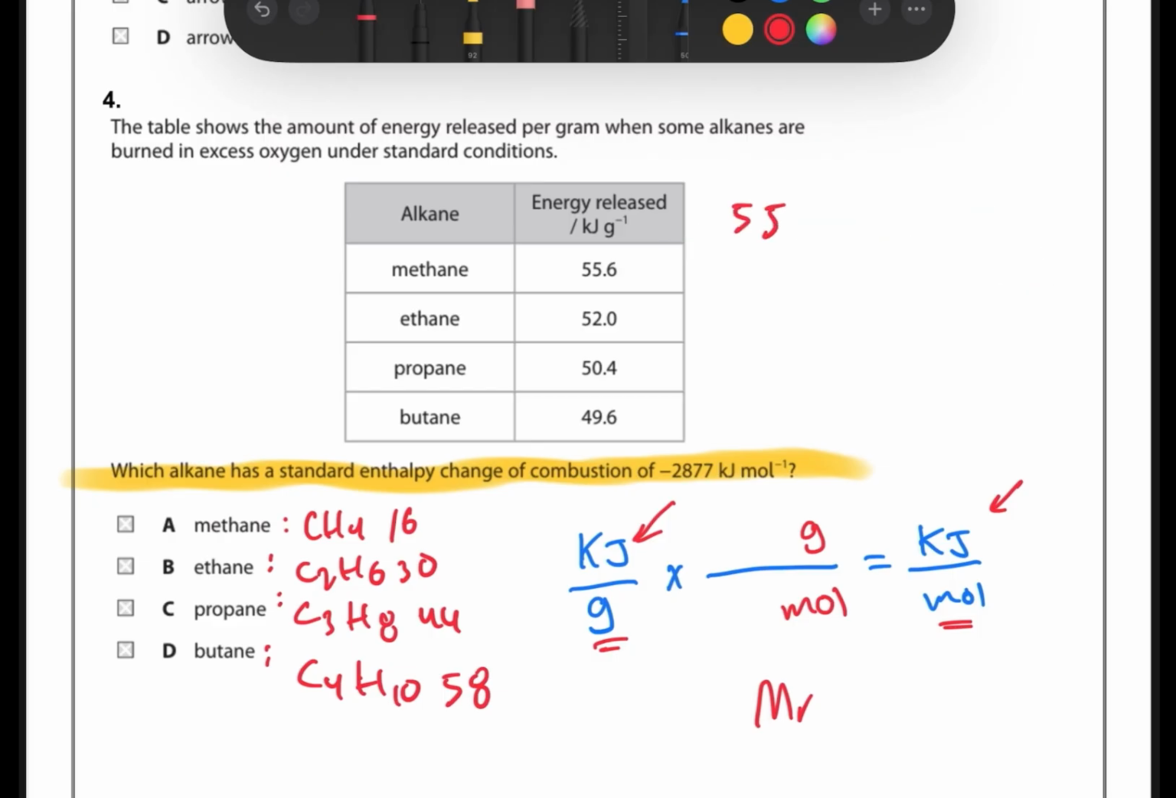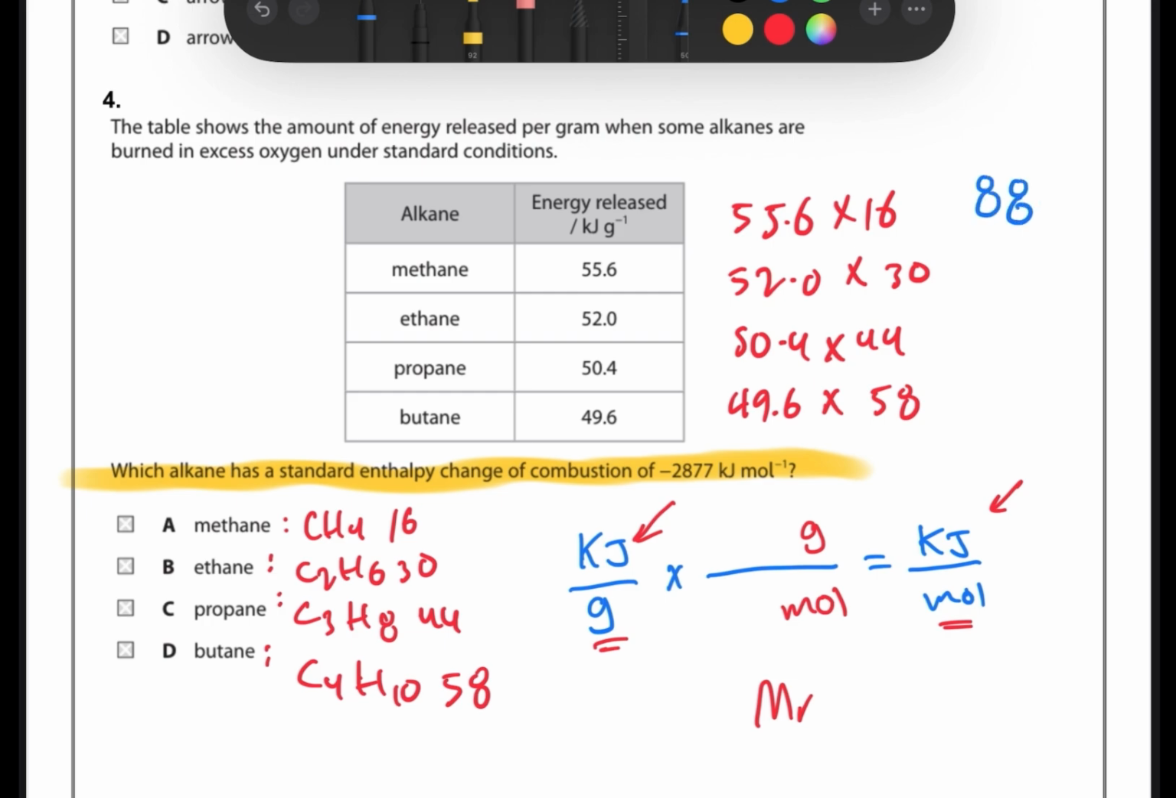You have to say 55.6 times 16, 52 times 30. We have to try 50.4 times 44 and 94.6 times 58. And if we try the first one, 55.6 times 16, it equals 8896. No, it's not the answer. 52 times 30 is equal to 1560. No, it's not the answer. We are looking for this one.